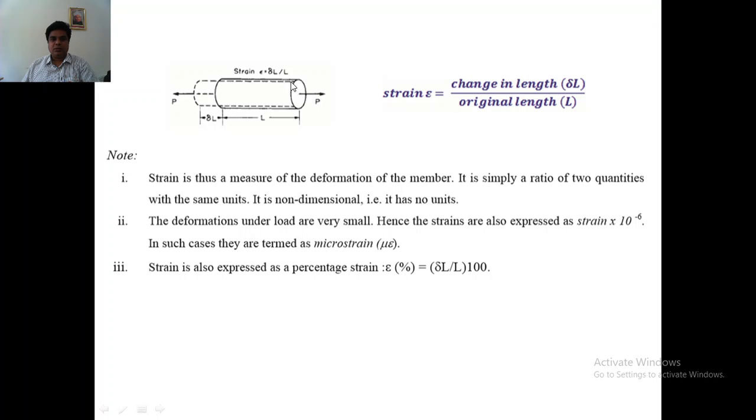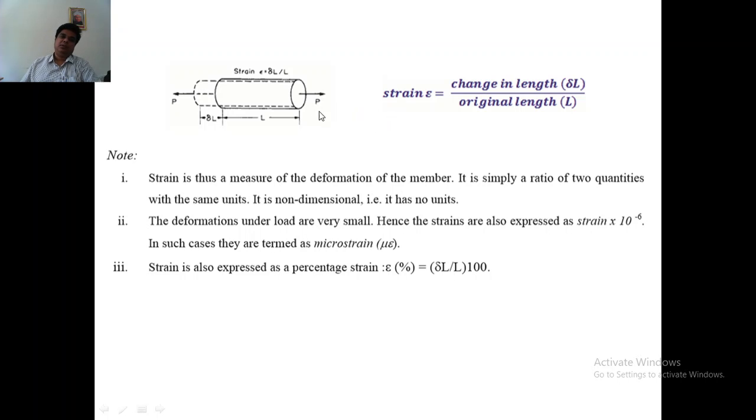Once you apply the load, the length of the rod will increase. The length of this bar will increase. Initially the length of the bar was L, and when you applied the load, the length increased by some amount, delta L. This is the change in length when you apply the load here. Mathematically, the ratio of change in length, that is delta L, by the original length is called strain.